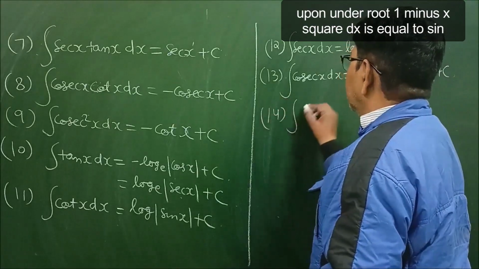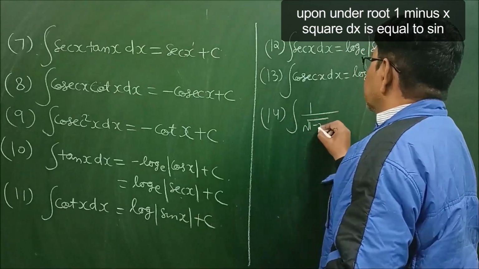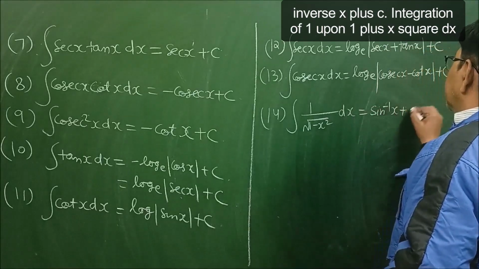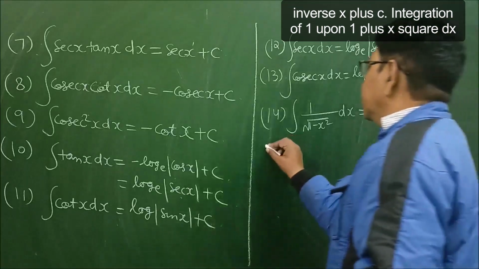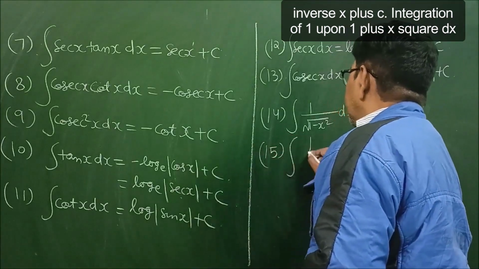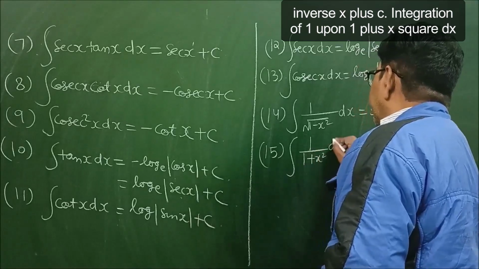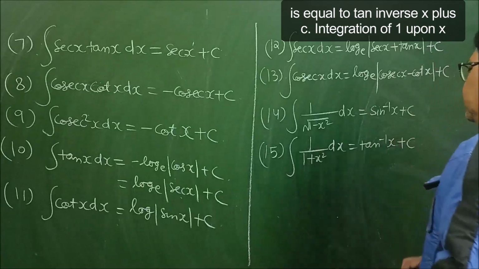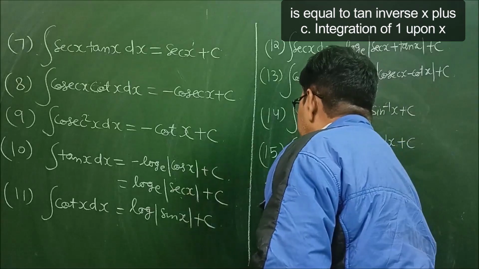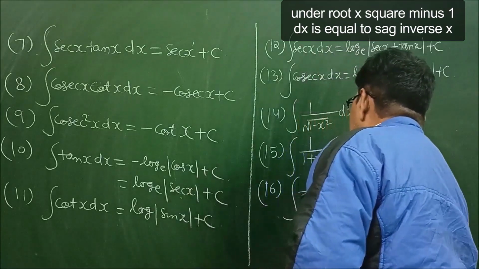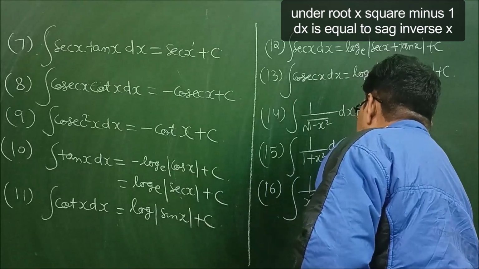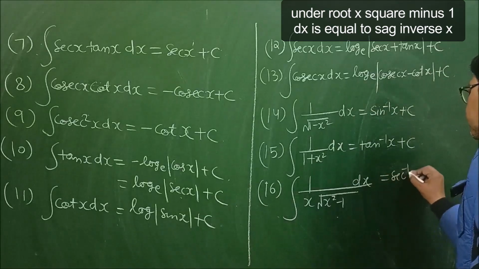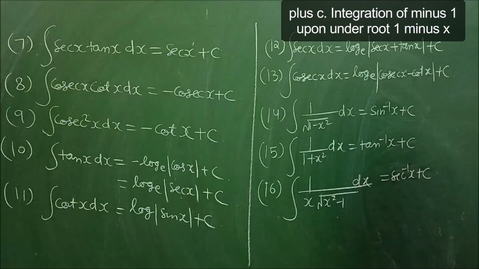Integration of 1 upon under root 1 minus x square dx is equal to sin inverse x plus c. Integration of 1 upon 1 plus x square dx is equal to tan inverse x plus c. Integration of 1 upon x under root x square minus 1 dx is equal to sec inverse x plus c.